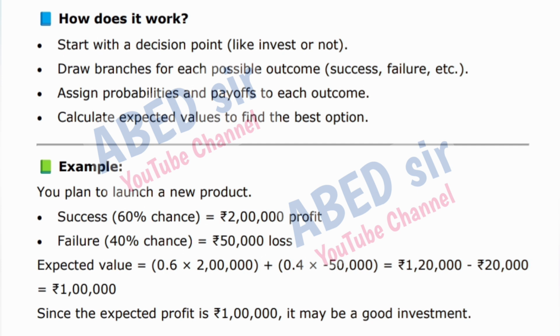Expected value is equal to 0.6 times 2 lakhs plus 0.4 times minus 50,000, which is equal to 1 lakh 20,000 rupees minus 20,000 rupees, which is equal to 1 lakh rupees. Since the expected profit is 1 lakh rupees, it may be a good investment.